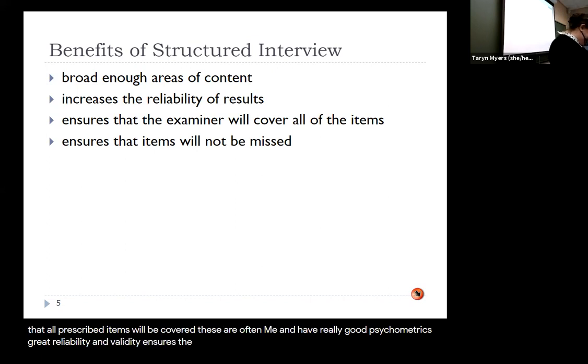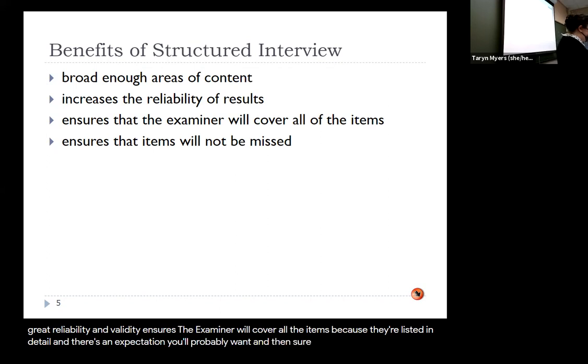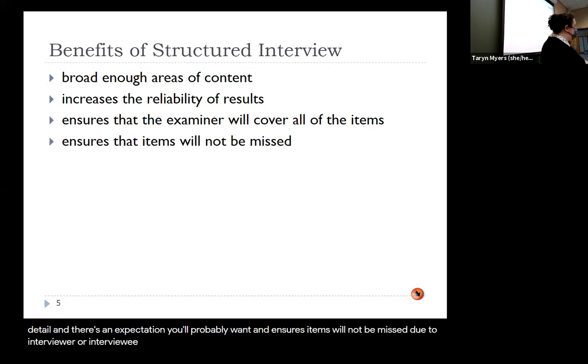It ensures the examiner will cover all the items because they're listed in detail, and there's an expectation you'll cover them. And ensures items will not be missed due to interviewer or interviewee embarrassment, right? Maybe there's something you never would ask, right? But it's really important to that person.